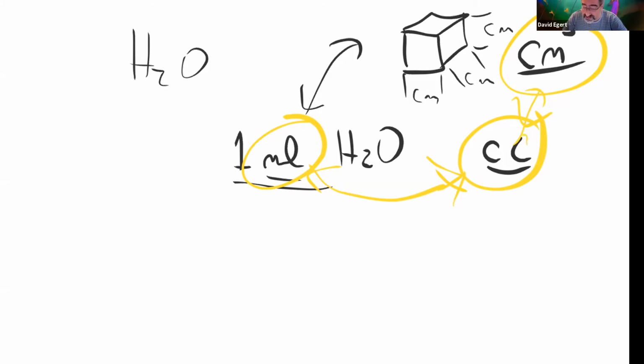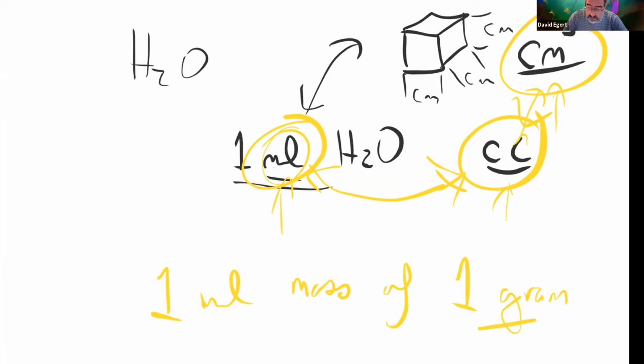So again, mil is the classic way to specify metric volume, but it is worth knowing that these are all the same thing. And 1 mil has a mass of 1 gram. So it's a really nice conversion there.